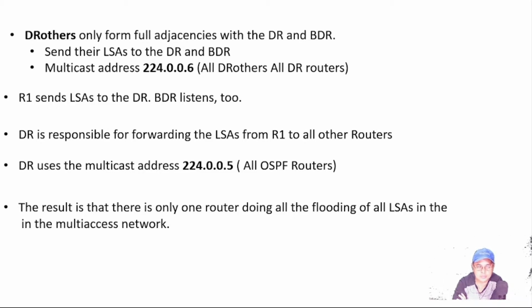224.0.0.5 to send and receive packets. So this is the result. The result is that there is only one router doing all the flooding of all LSAs in the multicast network. So electing a DR will result in a more efficient way of sending LSAs, because there is one router that acts as a DR that will collect and distribute LSAs to other routers that are participating in the routing domain.